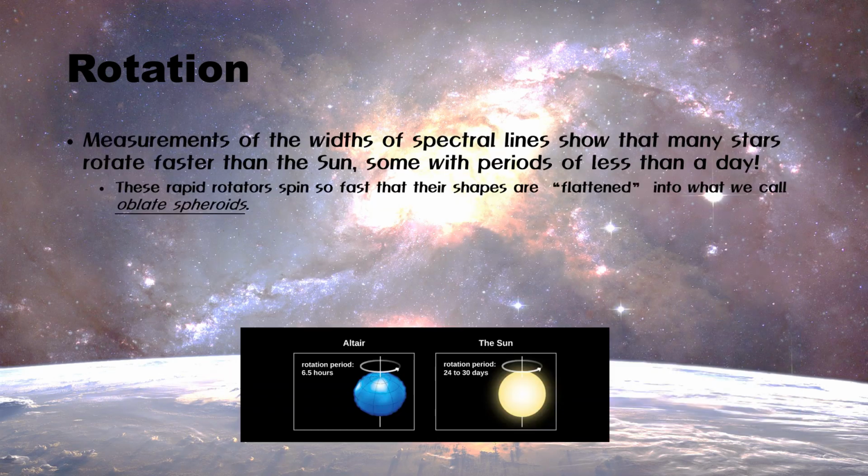So measurements of the widths of spectral lines show that many stars rotate as fast as the sun, some with periods of even less than a day. Now, these rapid rotators spin so fast that their shapes are flattened into what we call oblate spheroids, so they're not quite ball-shaped.